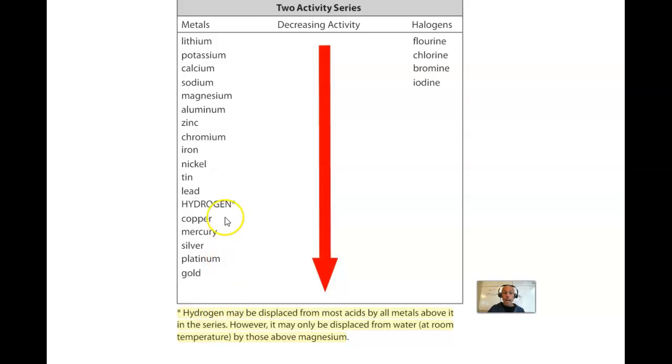If, though, the hydrogen is in water, not in an acid, but H2O, then only metals above magnesium would replace the hydrogen in water. So aluminum, if it reacts with water, doesn't react, which is probably good. We make a lot of things out of aluminum. But if sodium is added to water, there will be a reaction. So again, only metals above magnesium will react with hydrogen when it's in water, whereas every metal above hydrogen will react with it when it's an acid.